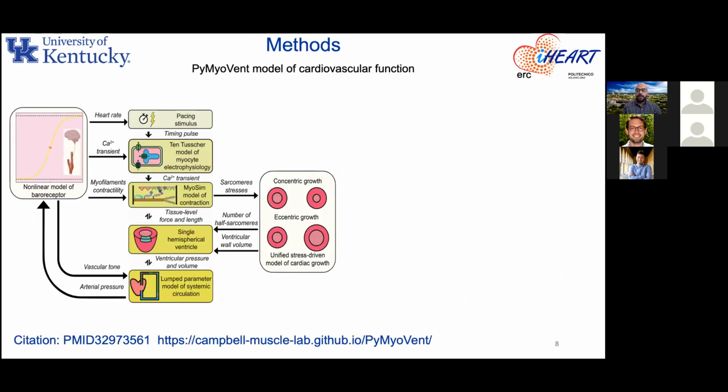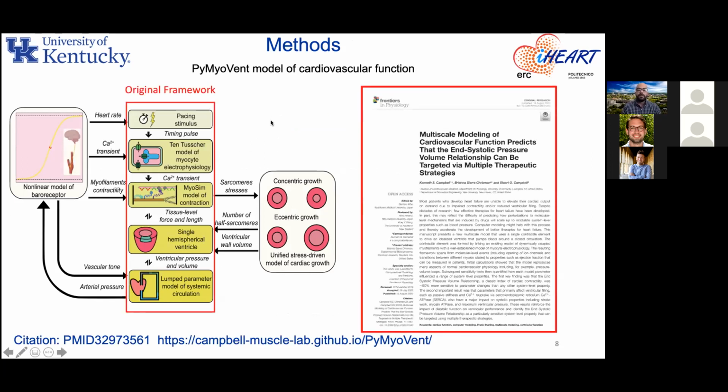This study is built upon a previously published multiscale model of cardiovascular function named PI-MyoVen. This original framework, which is shown here with the red rectangle, is made of four major modules. First, we have an electrophysiology model that derives the calcium transient within the myocardial cell. The second module is a myosin model of contraction that simulates the contractile behavior of sarcomeres in our model.